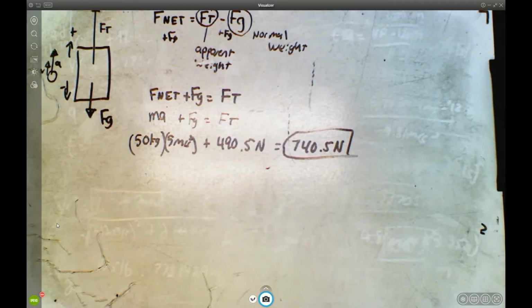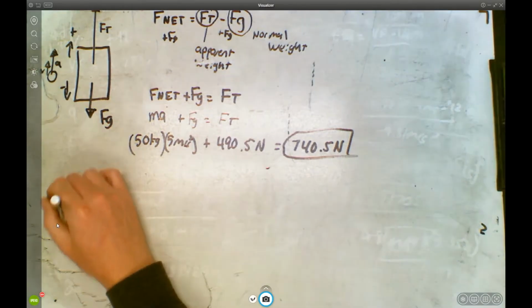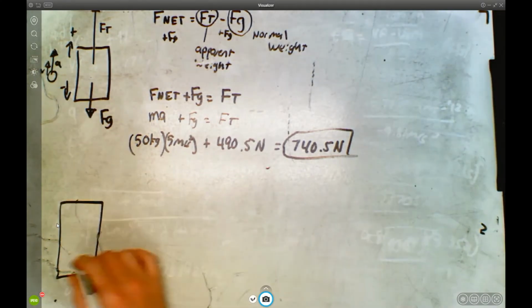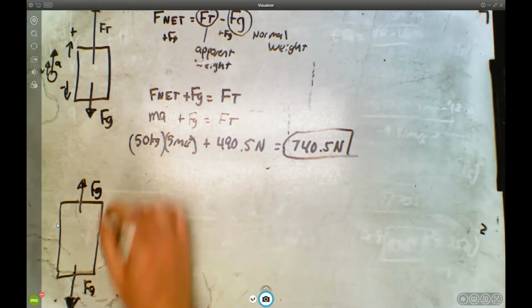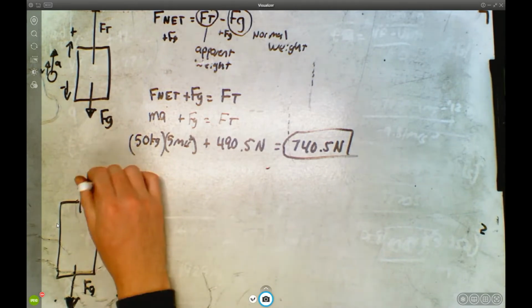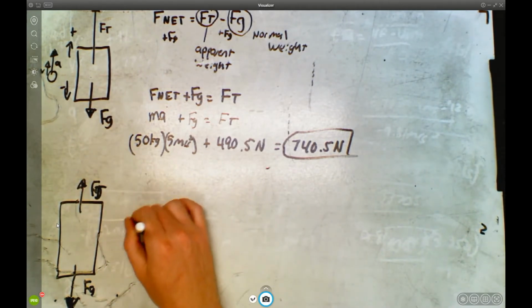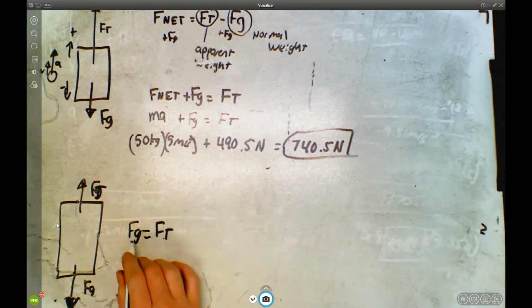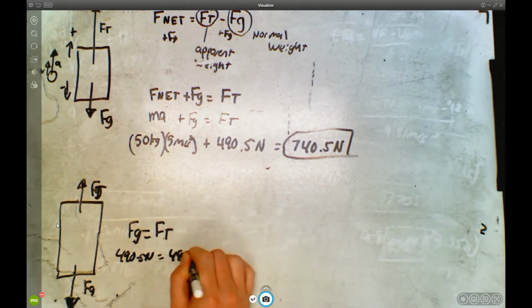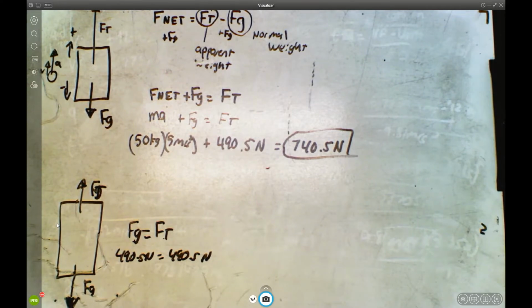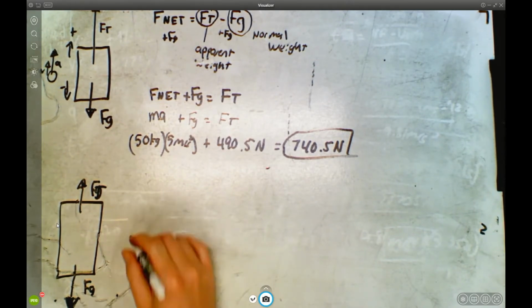Okay. The second scenario is moving up at a constant velocity. So I'm going to draw on. If we're moving at a constant velocity, that means that Fg and Ft are the same size. Oops, this is Ft. So if Fg is equal to Ft, and this is her apparent weight, this is her normal weight, and her normal weight is 490.5 newtons, well, this is going to be 490.5 newtons, and she feels exactly the same. If you're moving at a constant velocity, you don't feel any different, so she feels her normal weight.